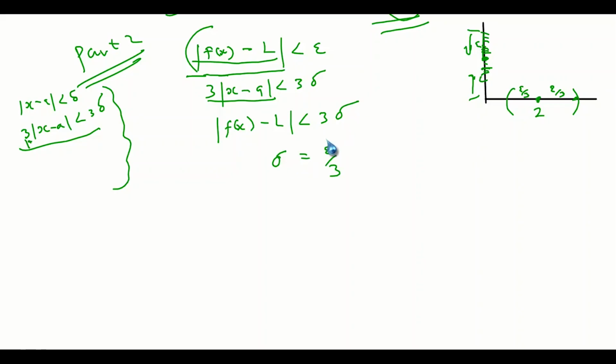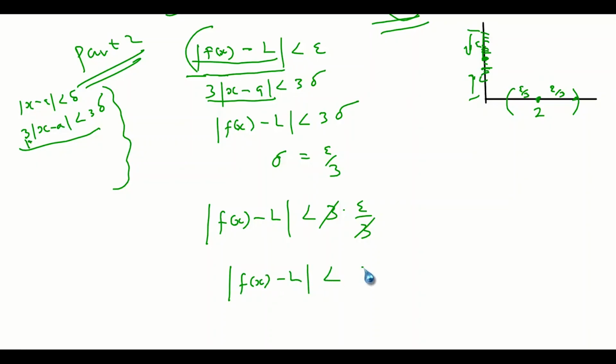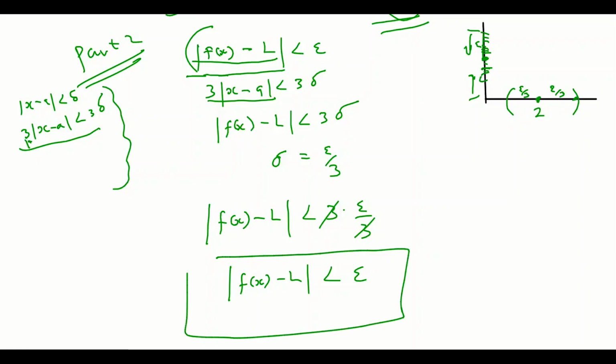So if we substitute here, that means we have the absolute value of f of x minus L is less than 3 times delta, which is epsilon over 3. So we cancel this, then you see that f of x minus L is less than epsilon. So this is the end of the proof. It has been proven.